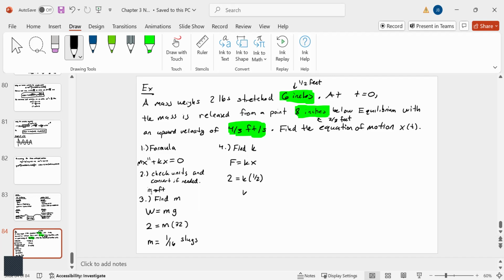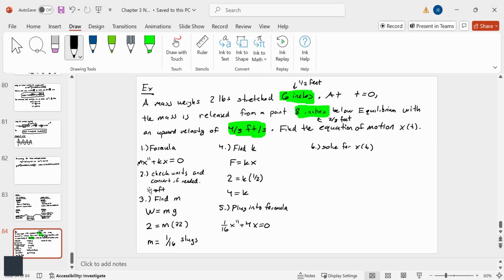So then we divide over the 1/2 and we get 4 right there. So k is equal to 4. Step 5 is to plug in the formula. So we have 1/16 x double prime plus 4x equals 0. And then step 6 is to solve for x. Solve for x of t.